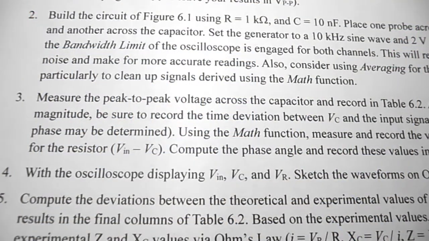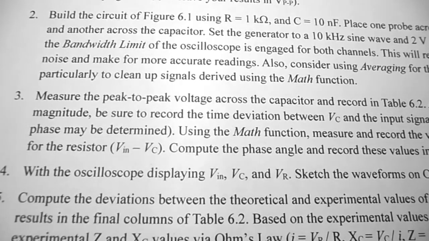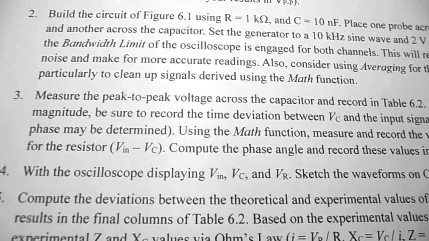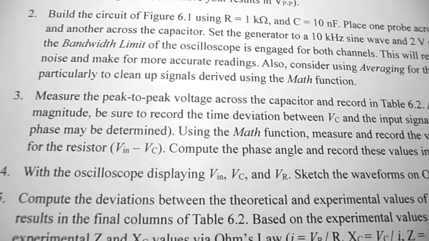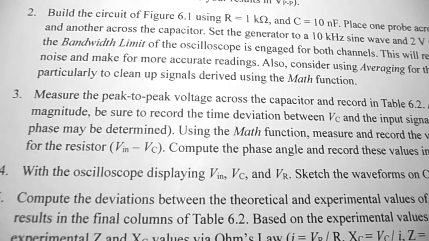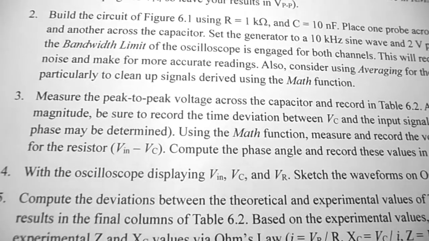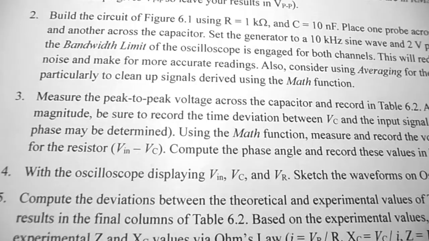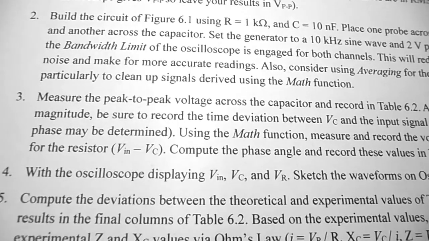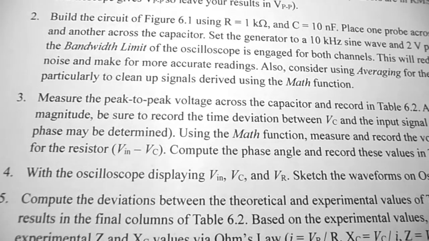So under procedure, step number 3, we're to measure the peak to peak voltage across the capacitor and record it in table 6.2. Along with the magnitude, be sure to record the time deviation between VC and the input signal, from which the phase may be determined. We're going to be using the math function, measure and record the voltage and time delay for the resistor. And they show us that this is going to be equal to Vin minus Vc. They want us to compute the phase angle and record these values in table 6.2.